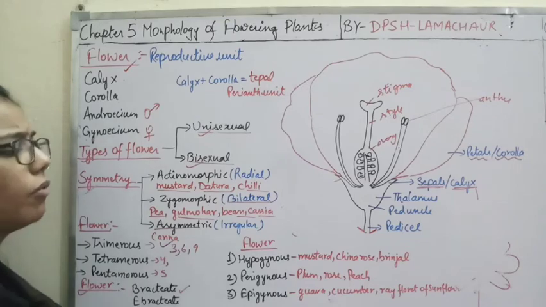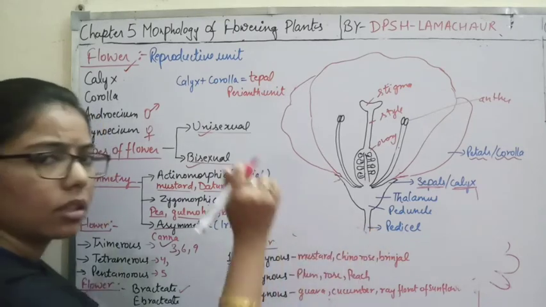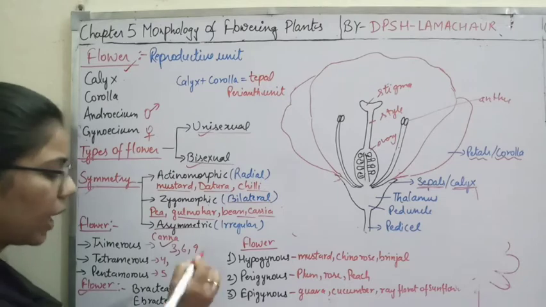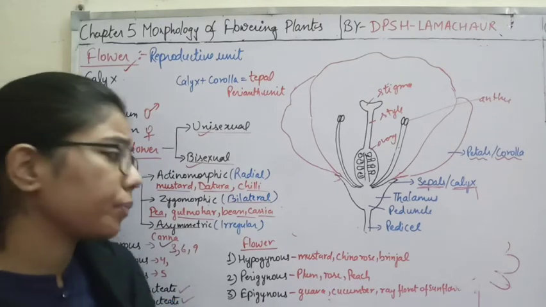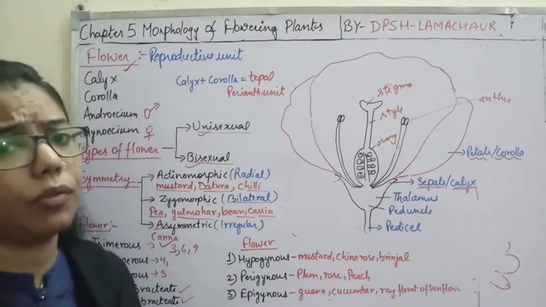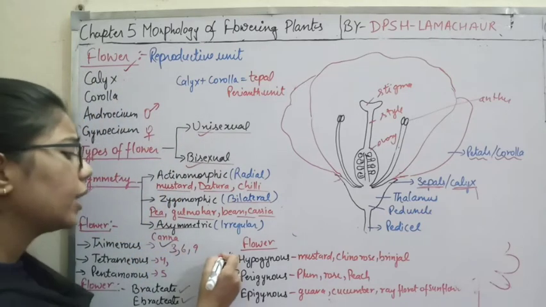Okay, in some flowers, this bract is absent. So what will you call it? Ebracteate. So we have done this classification of flowers. Now another classification of flowers is on the basis of the thalamus.